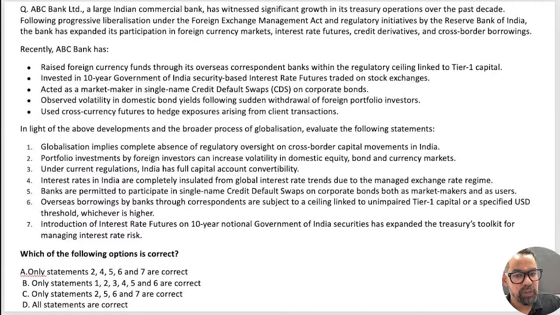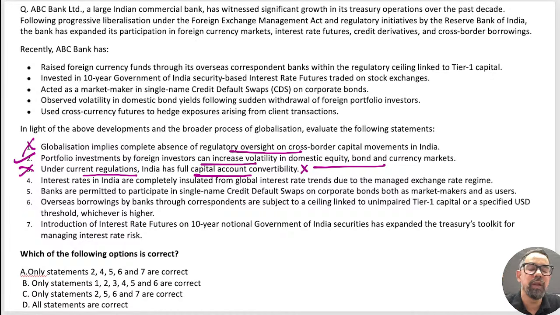So when it comes to this particular question, globalization implies complete absence of regulatory oversight. Completely wrong. Globalization doesn't mean there is complete elimination of regulatory oversight. Wrong. Portfolio investment by foreign investors can increase volatility in domestic equity. Yes, they do. Under the current regulation, India has full capital account convertibility. No, we have partial capital account convertibility.